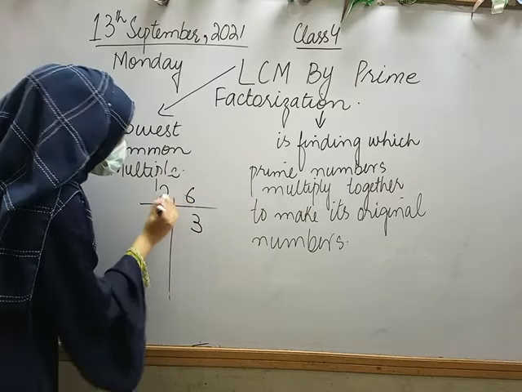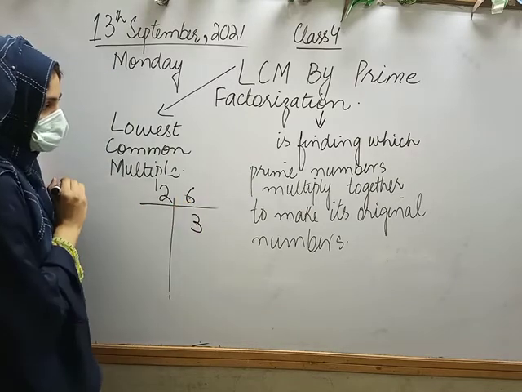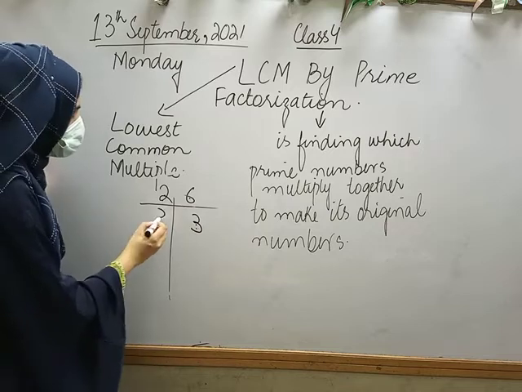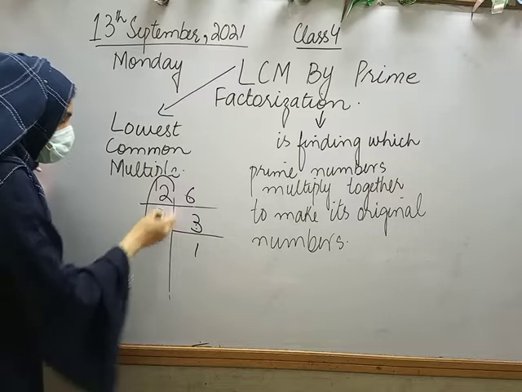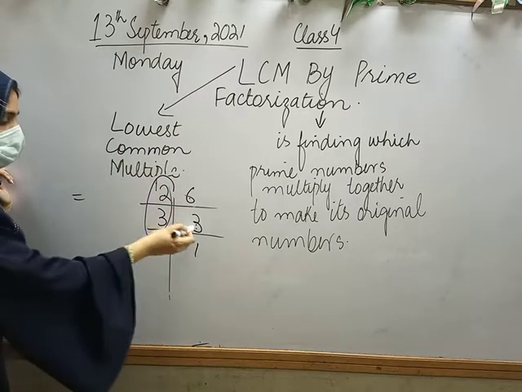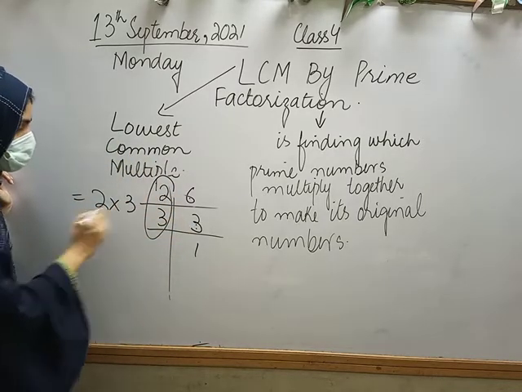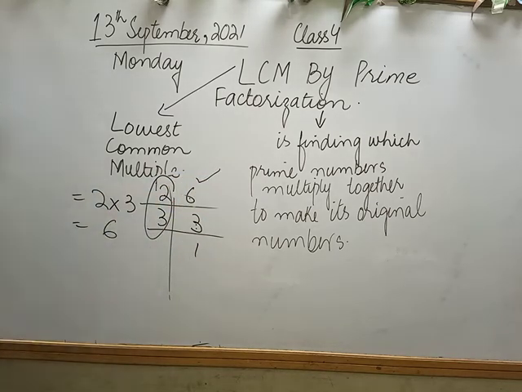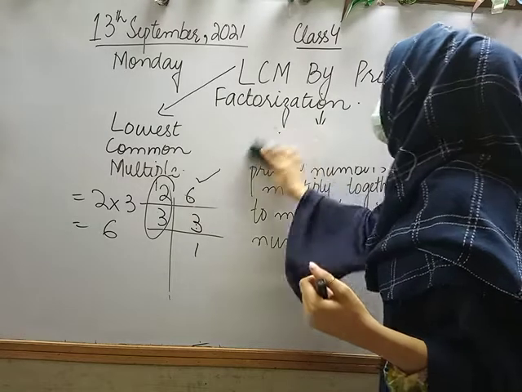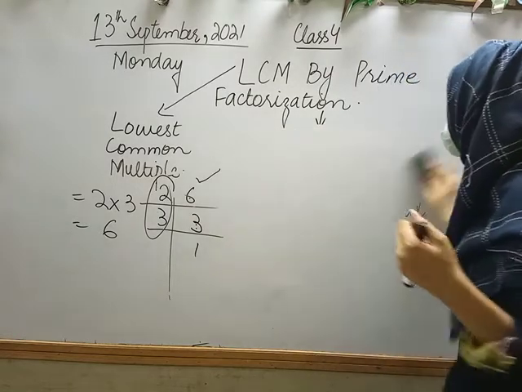Now 2, 3 times 6. Now 3 is the prime number, so I will start from 3. 3, 1 times 3. So the numbers which are common, when we multiply them together, if the original number becomes 6, then we can say that kind of factorization is known as prime factorization.